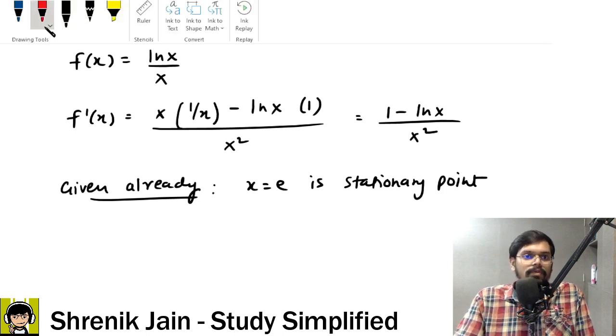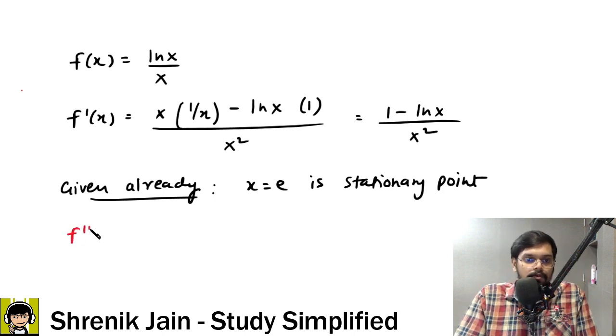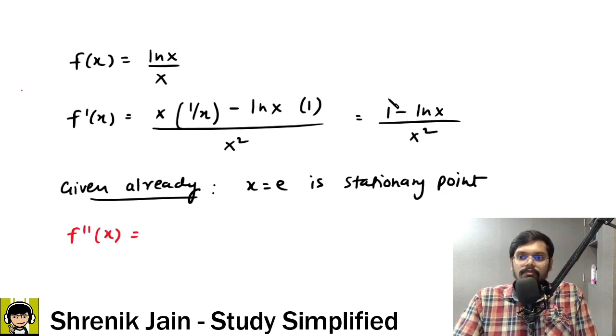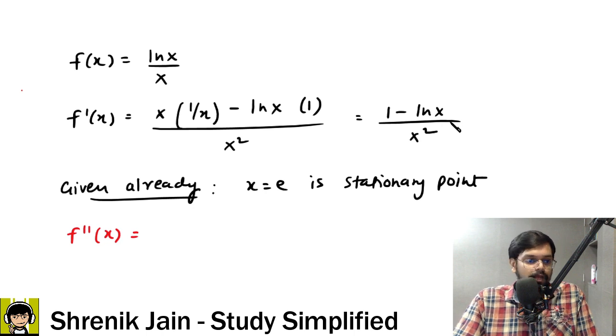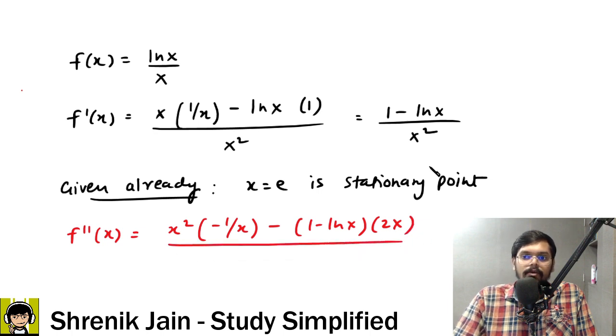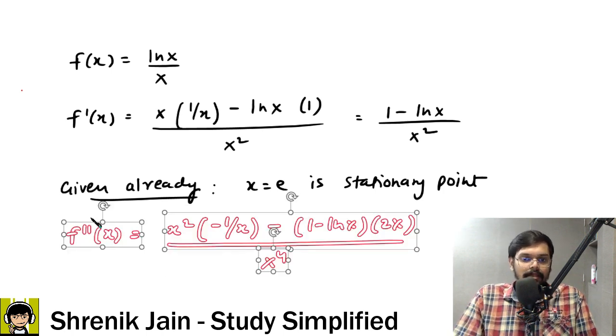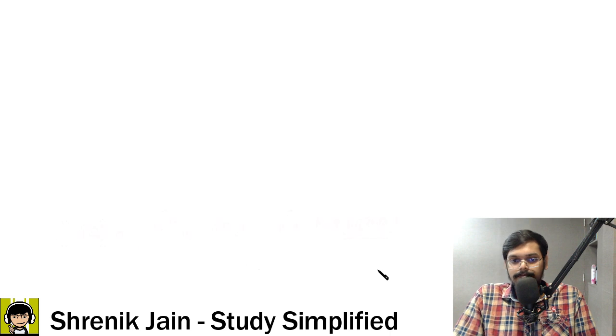But Sirji, we do not know whether we have maximum or minimum. That can be found by doing the double derivative. So f double dash of x, differentiating this with respect to x, u by v format again. So v into differentiation of u minus u into differentiation of v divided by v square, so x to the power 4. Now you have to put x is equal to e and tell me, guys, what answer you are getting.